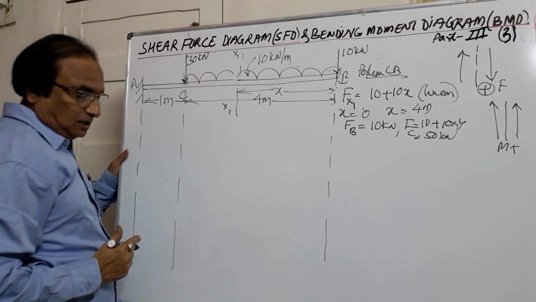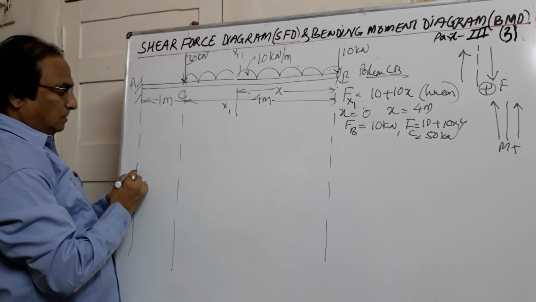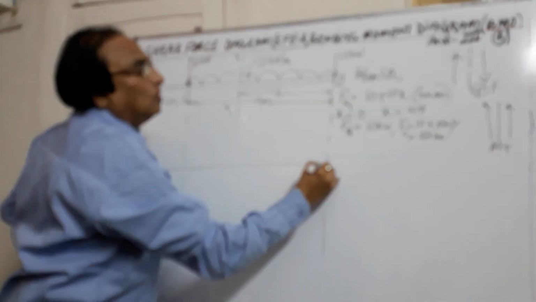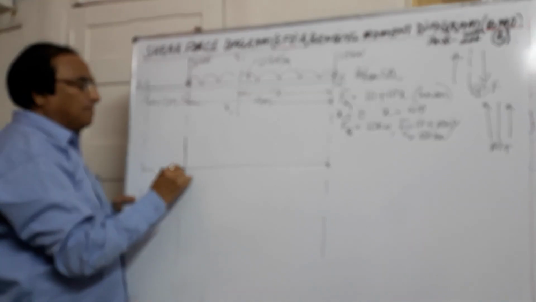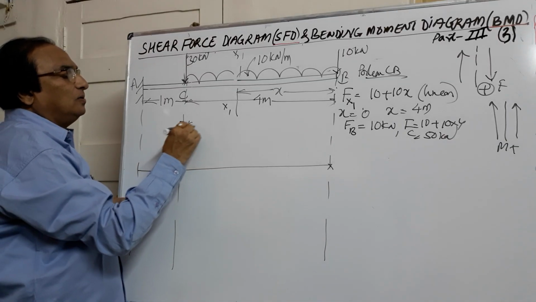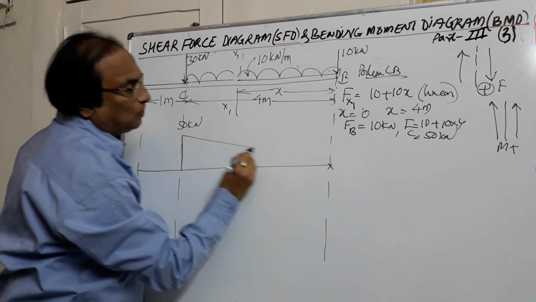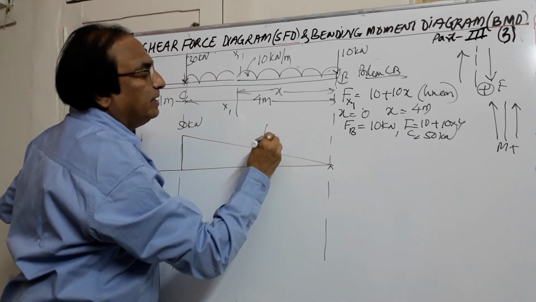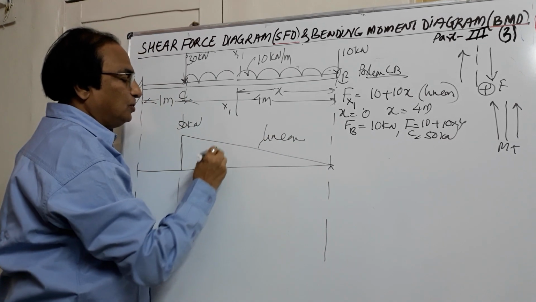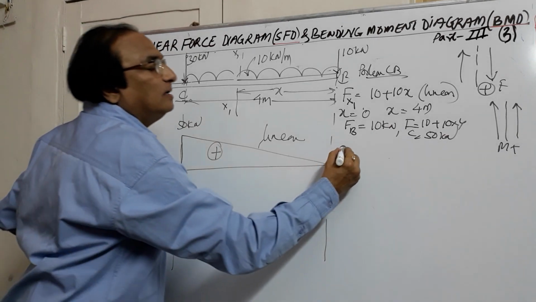So here the shear force varies from 10 to 50. 50 is positive, so it will go up. So this is for 50 kilonewton. You will have to join these 2 points by a straight line or linear distribution. This is positive. We will go for the bending moment diagram.